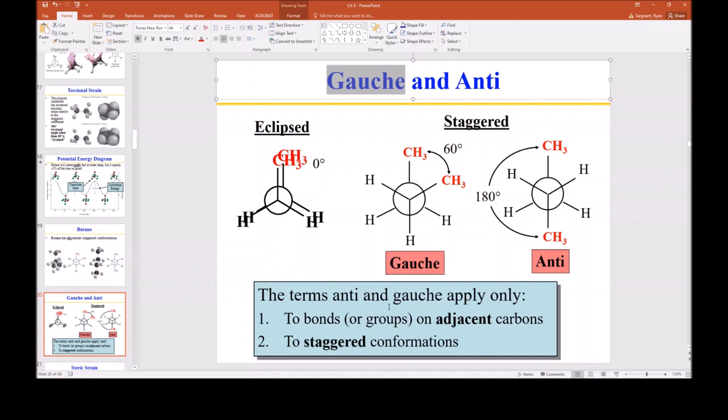We only use the terms anti and gauche for staggered conformations. If you're looking at an eclipsed conformation, we don't use the terms anti and gauche to describe eclipsed conformations. We just talk about the worst case scenario for eclipsed conformations.